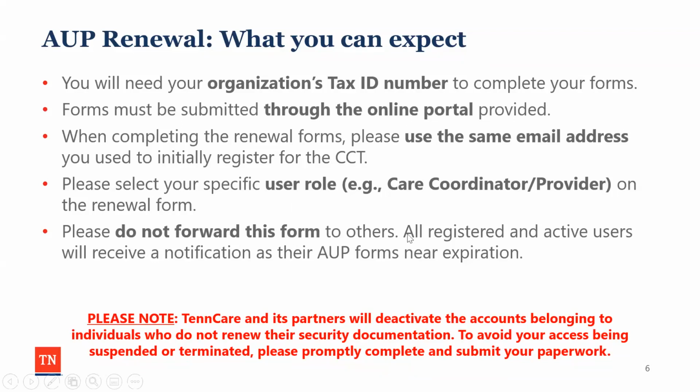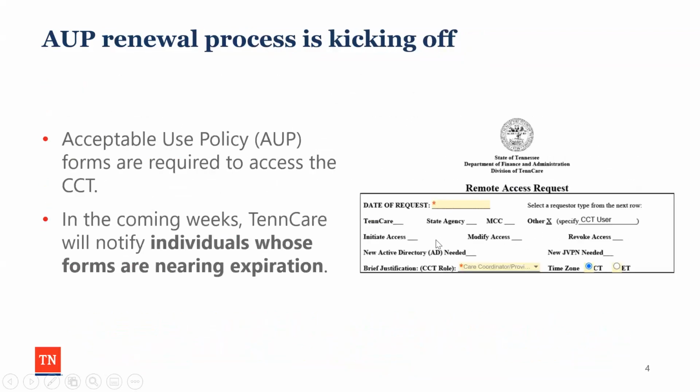Actually, I'll go back 2 slides so that I can show you on this image here. If you look here where it says brief justification CCT role, this is where you might have the option to select one role from a list of roles. If you're a practice administrator and you're receiving the practice administrator list, it automatically defaults to practice administrator and you can't change it, so you should be good there. If you're a care coordinator, there is another option in this drop-down list, so please be careful to choose the appropriate role here.